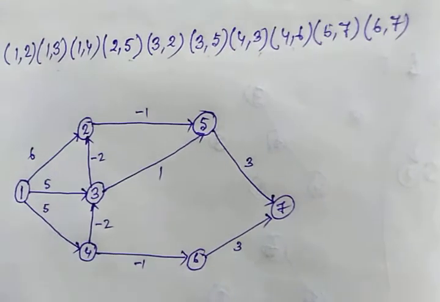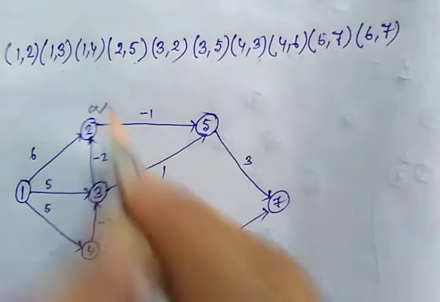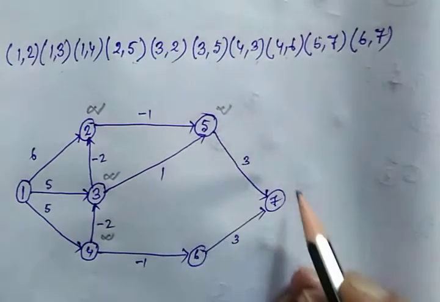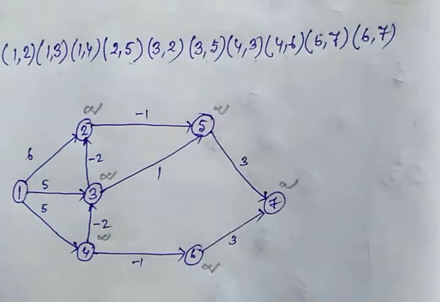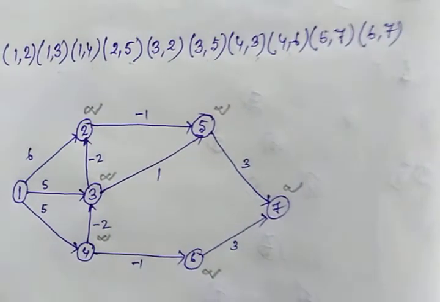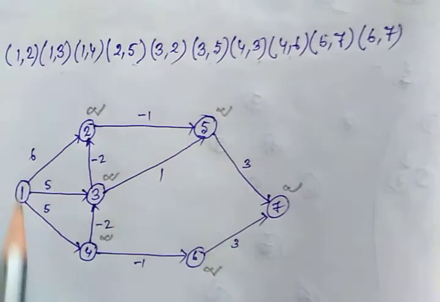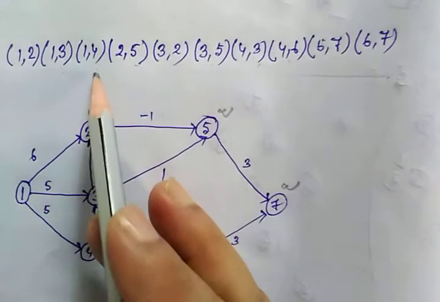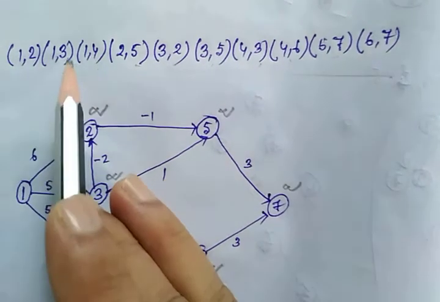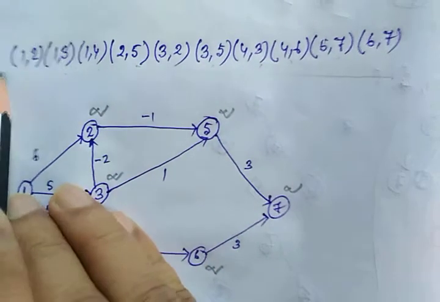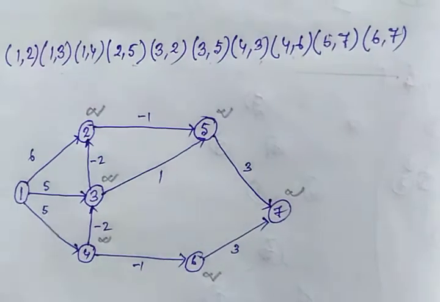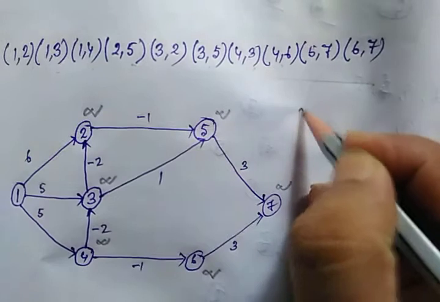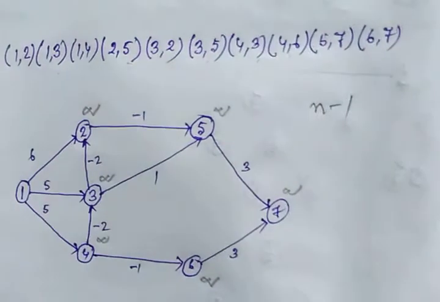Initially I am making all the nodes infinity, before the procedure starts. Now I am traversing the graph in this way. You have to maintain the sequence of edges you have written. If it is 1 2 first, instead of 1 2 you could write 1 3, that is also possible, but you have to maintain that sequence every time, and you have to follow that procedure n minus 1 times.